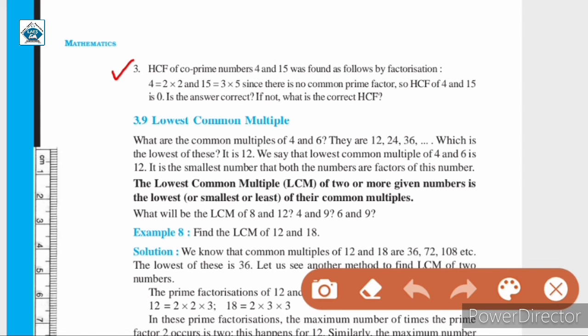In this question, we are given the factors of 4 and 15. 4 के जो factors है that is 2 multiplied by 2 and the factors of 15 include 3 and 5. So here there is no common prime factor. इसमें कोई common prime factor नहीं है. तो क्वेश्चन में कह रहे हैं कि इनका HCF जो है हाईएस्ट कॉमन फैक्टर जो है वो 0 है. क्या ये आंसर करेक्ट है? अगर करेक्ट नहीं है तो करेक्ट HCF क्या है?